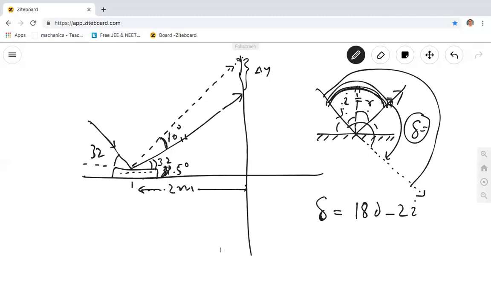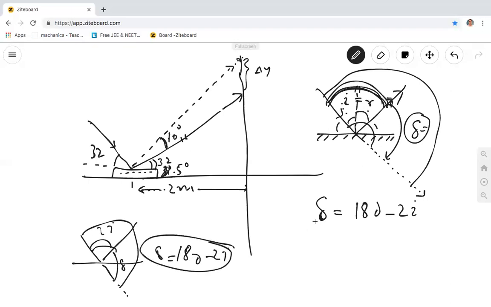Should I show you once again? This is a mirror. This is the ray of light. This is the reflected ray. It will go straight. This is the deviation. This is 2i. So deviation is equal to the total angle, that is 180, minus this 2i.